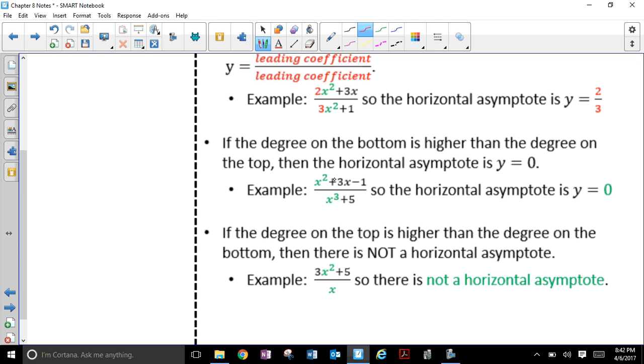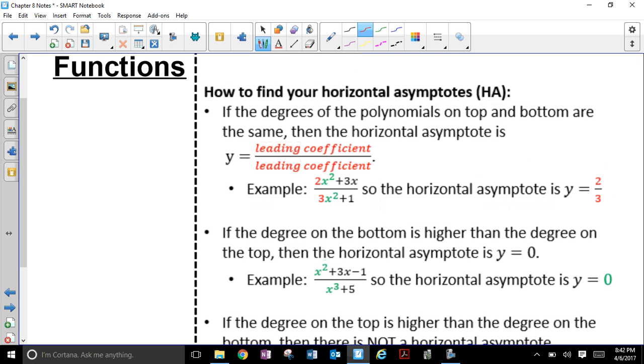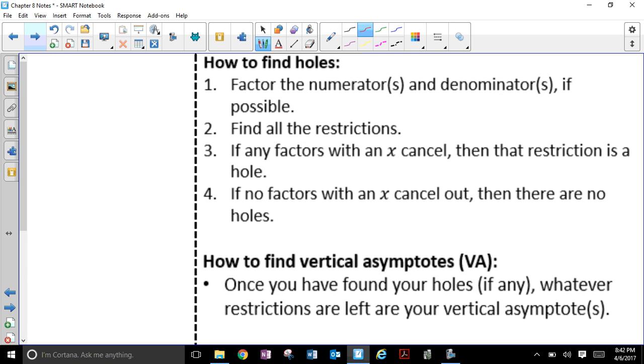And if that's not the case, then the only other case that can happen is that the top is a higher degree than the bottom degree. So in that case, there is no horizontal asymptote. So we would just write none. Okay. So those are the how-tos on how to find your horizontal asymptote.